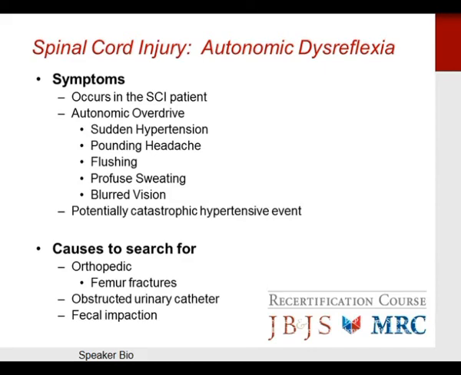Autonomic dysreflexia is due to sympathetic overdrive. This typically occurs in patients who are recovering in rehab. This can present as sudden hypertension, pounding headaches, flushing, profuse sweating, or blurred vision. These are potentially catastrophic hypertensive events. You should search for causes, including undiagnosed fractures, obstruction of the urinary catheter, or fecal impaction.